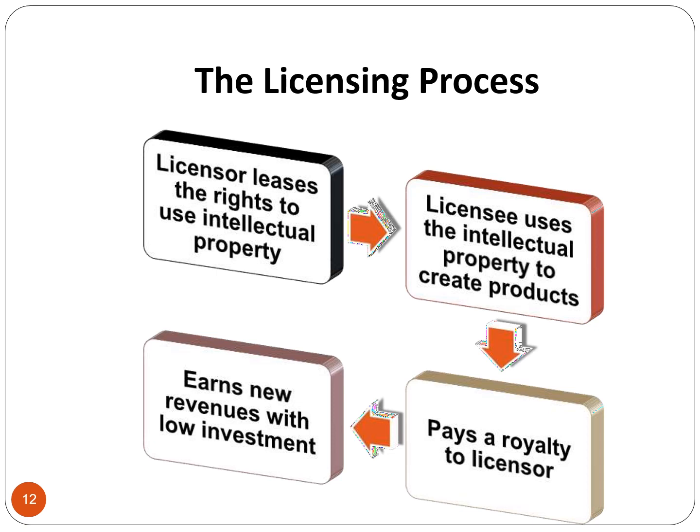The next concept is the licensing process. I told you in licensing there are two persons, the licensor and the licensee. So how does this process work? The licensor leases the rights to use the intellectual property. The licensee uses the intellectual property to create the products, and pays a royalty to the licensor, who earns new revenue with low investment.